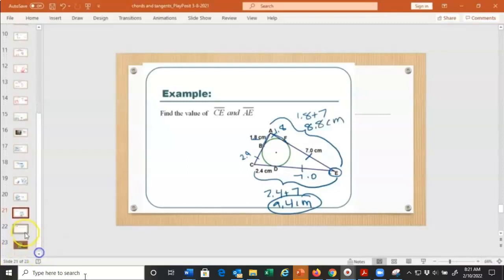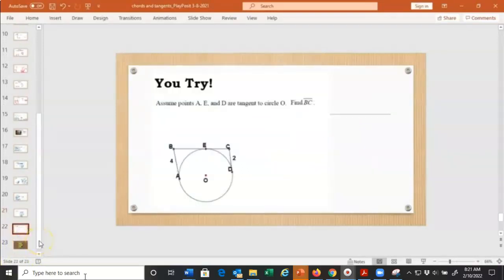All right, you guys, look, we are almost done. One more slide. I kept it almost under 30. Here's another example. We're saying that points A, E, and D are tangent to circle O. So that tells us that we have some tangent lines going on. Find BC. So that's this whole length. Let's use what we have. AB is 4. That means BE is 4. And similarly, this is 2, so EC is 2. The whole thing is 6. That's it.